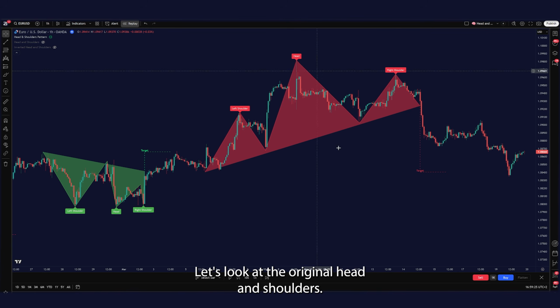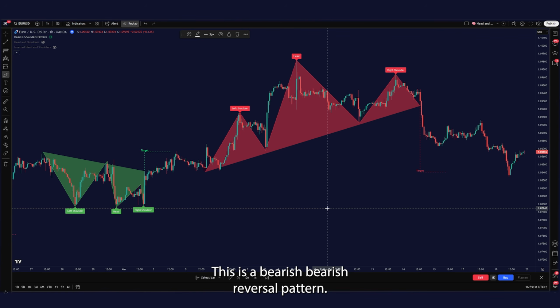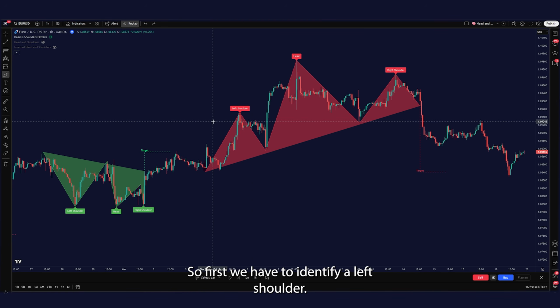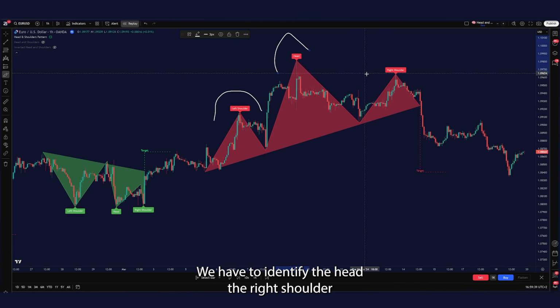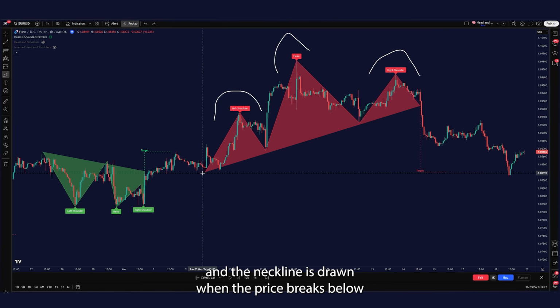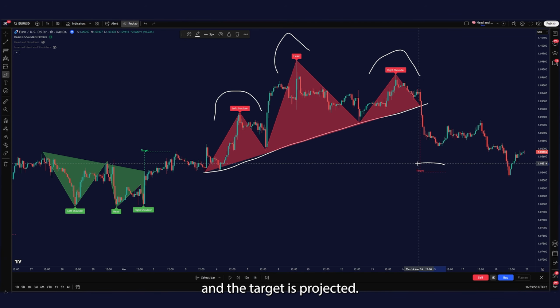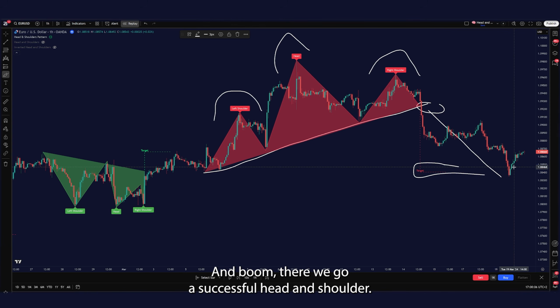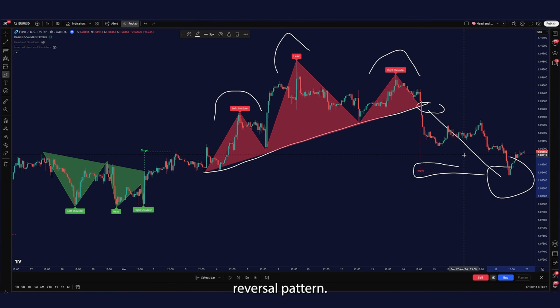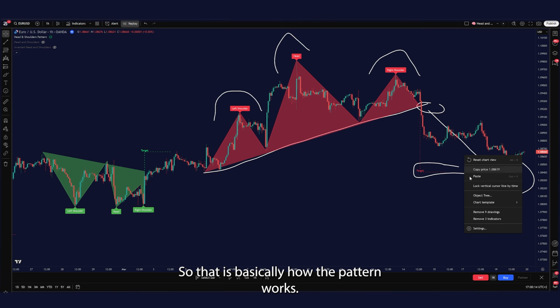Let's look at the original head and shoulders. This is a bearish reversal pattern. So first we have to identify a left shoulder, the head, the right shoulder, and the neckline is drawn. When the price breaks below, the target is projected, and we can enter our short position right there and aim for the target, and boom, there we go, a successful head and shoulders reversal pattern. All right, so that is basically how the pattern works.